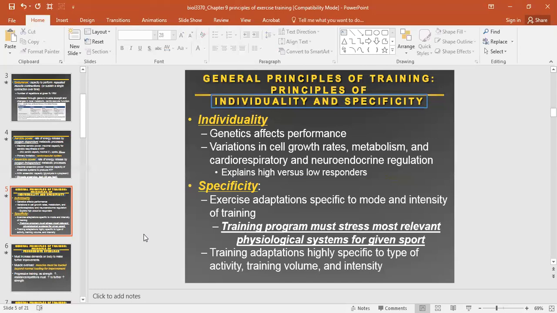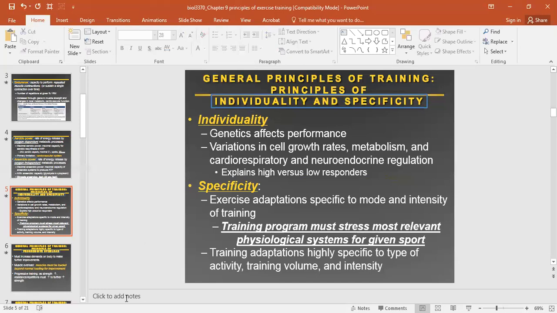Specificity is another thing I was mentioning. A training program needs to be tailored to the needs and wants of that particular individual. And if that individual wants to be better at cardiovascular exercise, we won't necessarily focus as much on strength training. Remember the person I talked about who's top heavy and has big muscles up top and just forgets about leg day. His or her legs tend to be thin and smaller. If you don't actually exercise them, they won't get bigger, they won't hypertrophy. So a training program has to stress the most relevant physiological systems for a given sport.